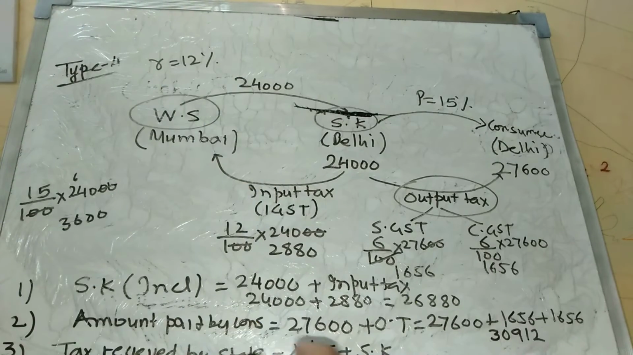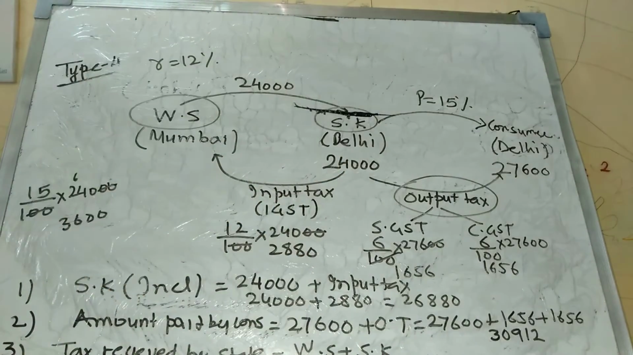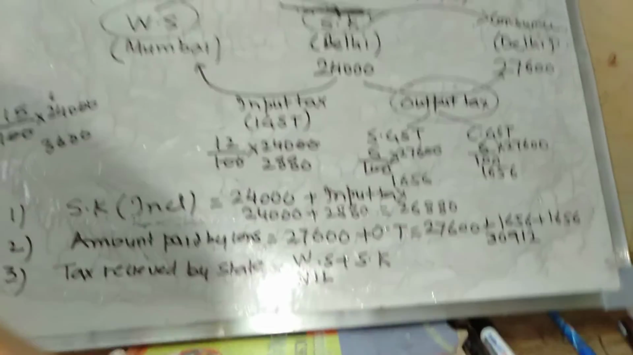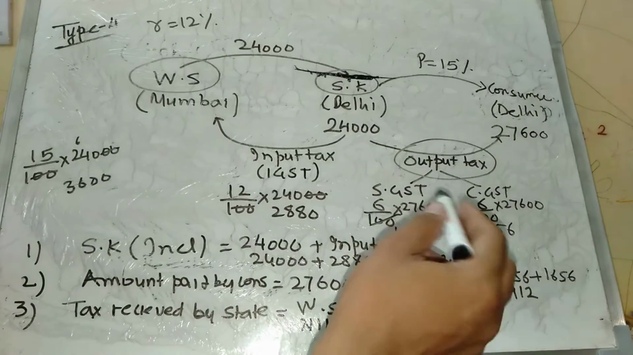So, wholesaler will pay 0 rupees to state government because wholesaler is receiving IGST from shopkeeper. So, he will pay 0 rupees to state government, and the shopkeeper will pay the difference.